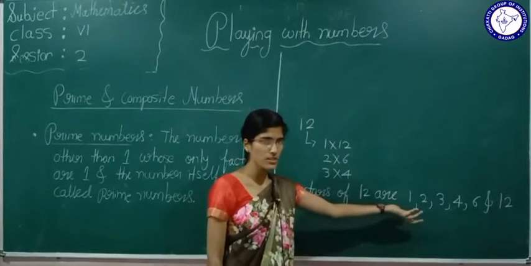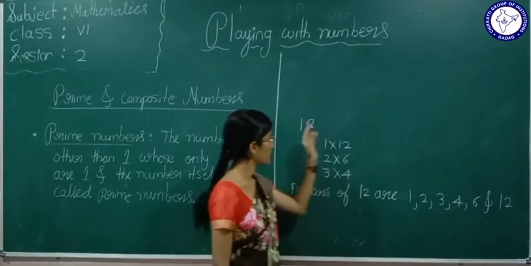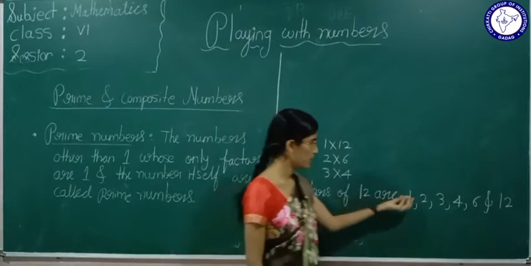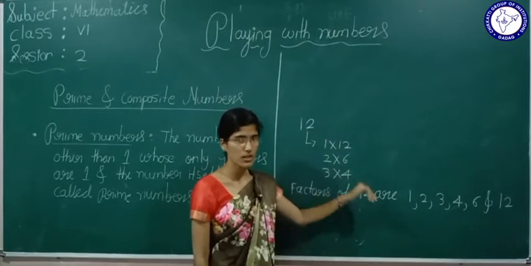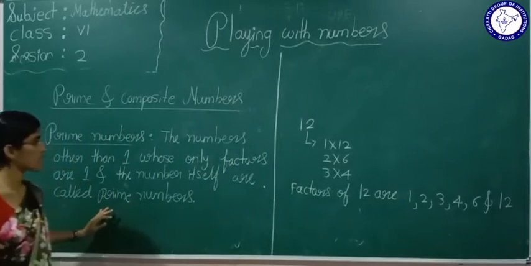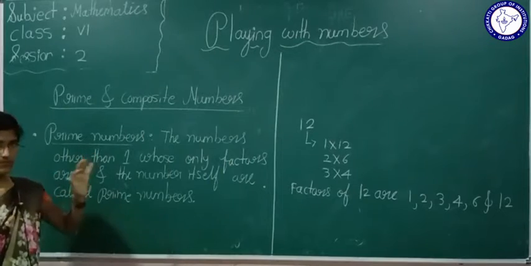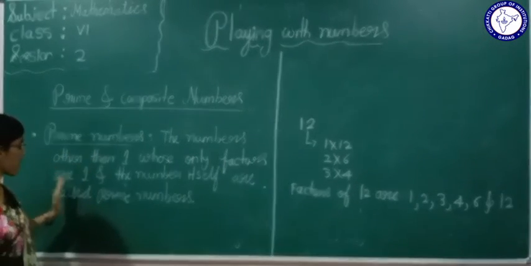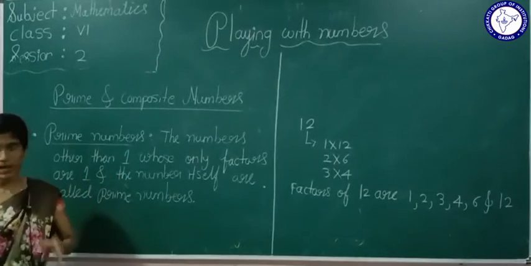So these are the factors of 12. Why are these the factors of 12? Because these numbers divide the given number exactly. That's why these are the factors of 12. Is it understood? In last class we had discussed it. Now what is this definition telling about prime numbers? The numbers other than 1 whose only factors are 1 and the number itself are called prime numbers.